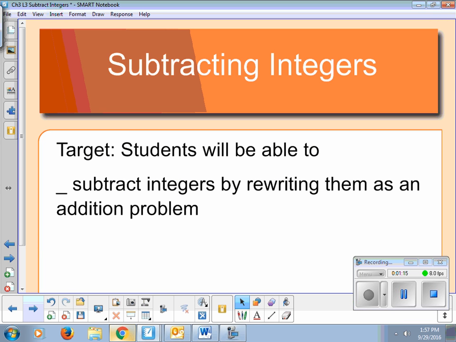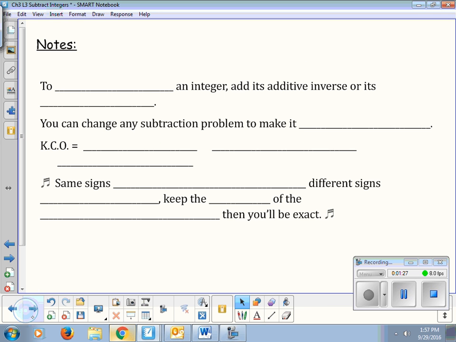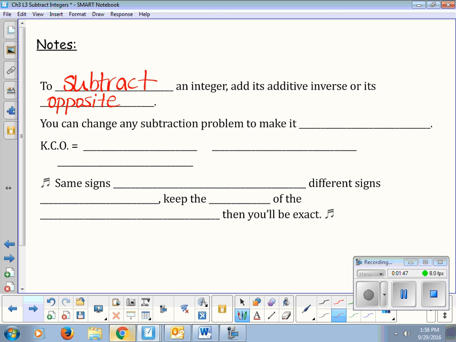Okay, the heading of the notes is subtracting integers. Our target is students will be able to subtract integers by rewriting them as an addition problem. Okay, for today's notes, to subtract an integer, you have to add its additive inverse or its opposite. And you can change any subtraction problem to make it addition, which is exactly what we are going to do.